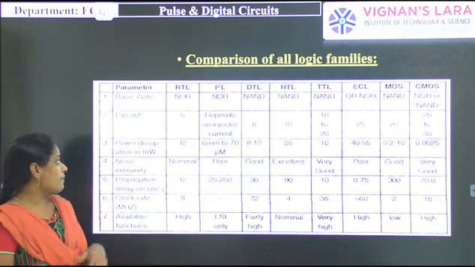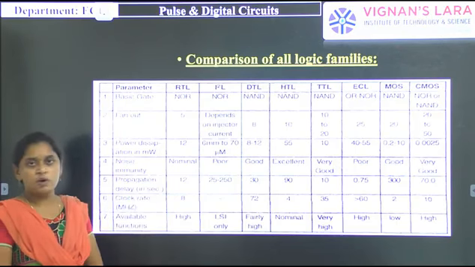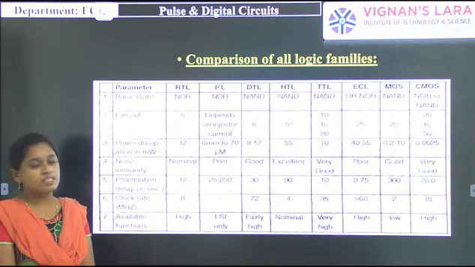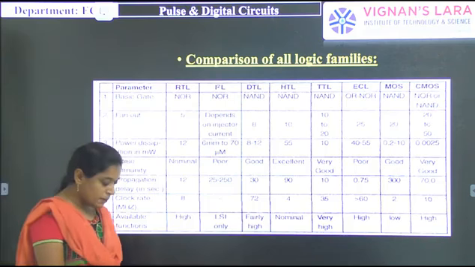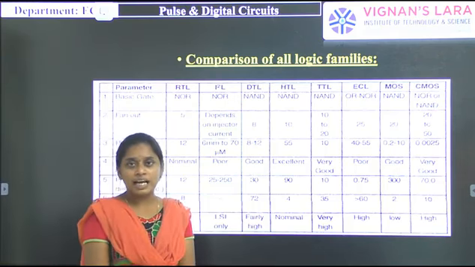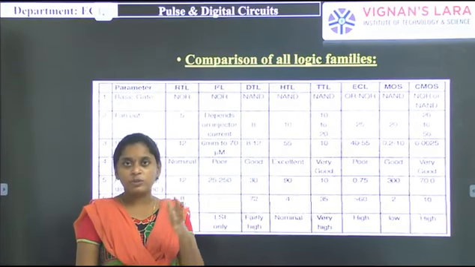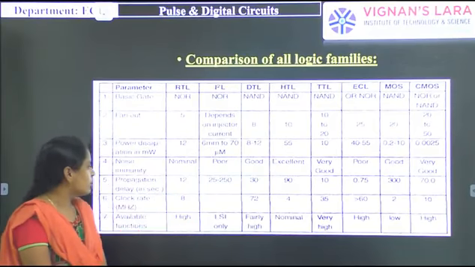The next one is power dissipation, which is lower in the CMOS logic family. That is a big advantage compared with all the logic families. The next one is propagation delay. What is meant by propagation delay? It is the time taken for an input waveform to reach the output side. This is known as propagation delay.